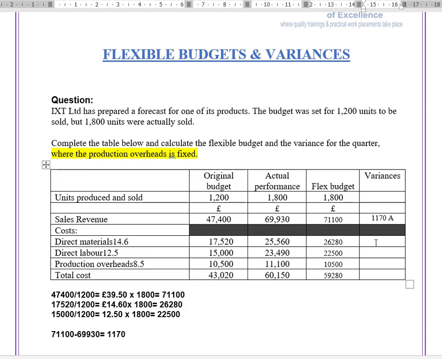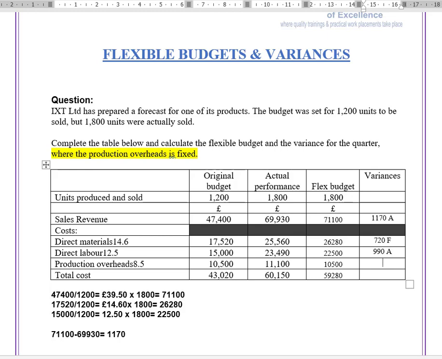So we're getting the difference between 25,560 and 26,280, which leaves me with £720. Again, notice we asked you to spend £26,280, but you managed to spend £25,560 to make the same quantity of product. So we're saying, oh, well done, you saved us some money. So it's a favorable variance. The same thing applies all the way down.